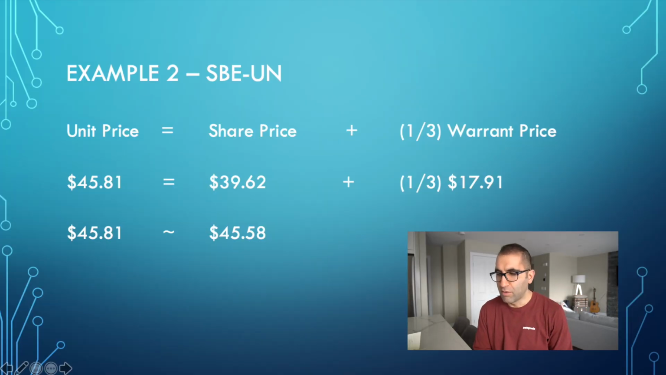Now let's just do another example for Switchback Energy. The unit price for Switchback right now, $45.81. The share price is $39.62, and the ratio is 1/3, so every unit has 1/3 of a warrant. So you go 1/3 of the warrant price, which is $17.99, gives you $45.58, which is pretty much the same as $45.81. This is about as close an example as I could find today.